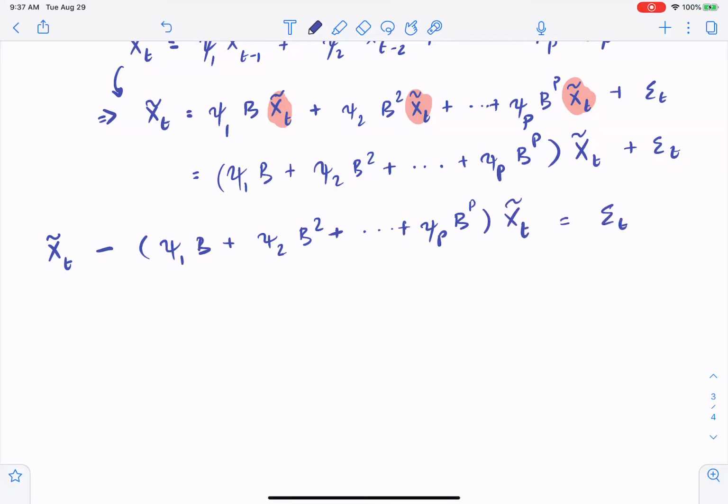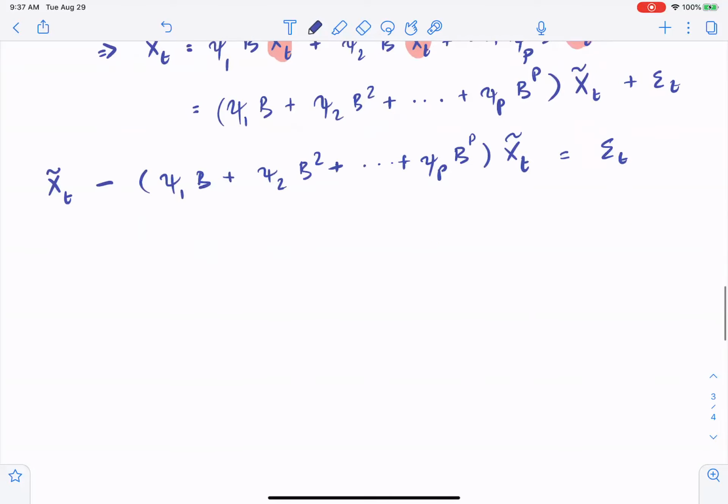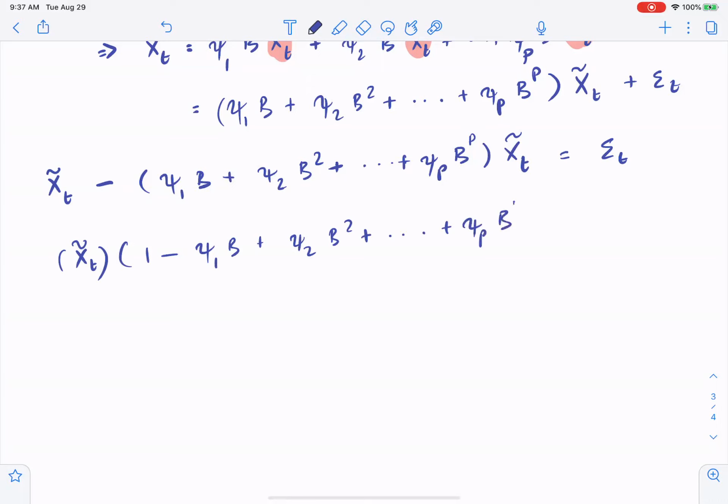Well, one more step and we'll be getting somewhere. So I have x tilde t in common between the two terms on the left-hand side, so we take that out. We will have 1 minus psi 1 B, psi 2 B squared, plus dot dot dot, psi p B raised p, equals epsilon t. Good.